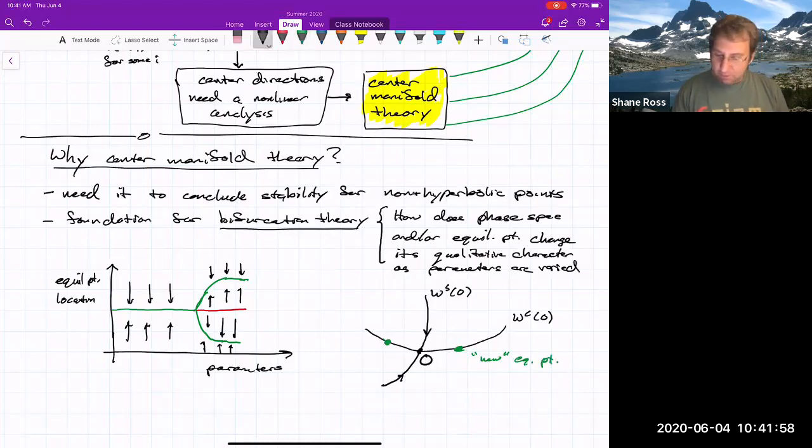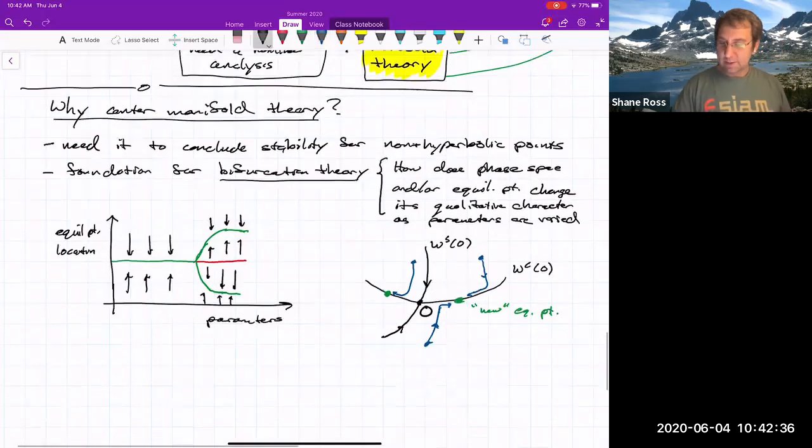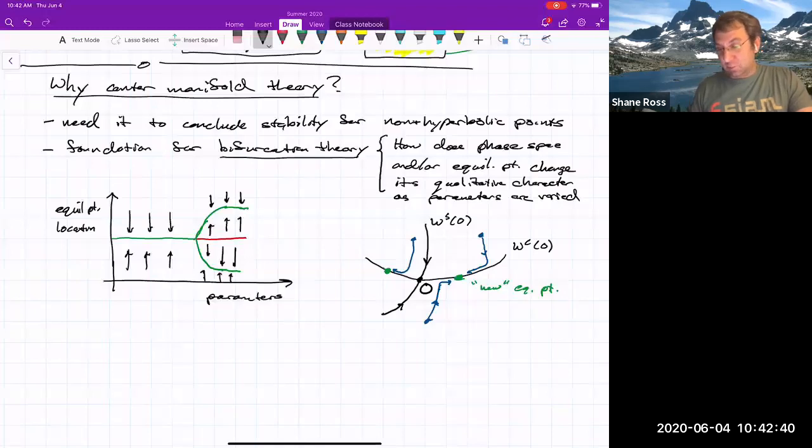So for nearby initial conditions, let's say I start with a point here. It's going to quickly exponentially decay along the stable directions, and then it'll slowly ooze along the center directions. If I started here, slowly ooze. Start here, slowly ooze. So that's why, as we'll discuss later, it forms the foundation for bifurcation theory, because with bifurcations, typically we think of new equilibrium points showing up. And here's a new one too.